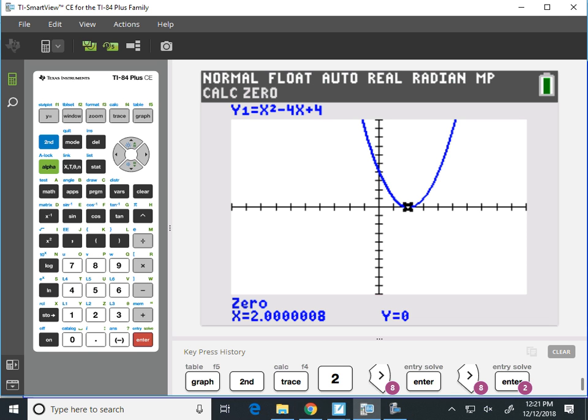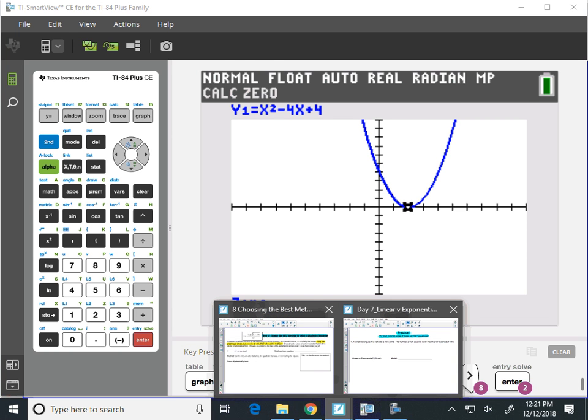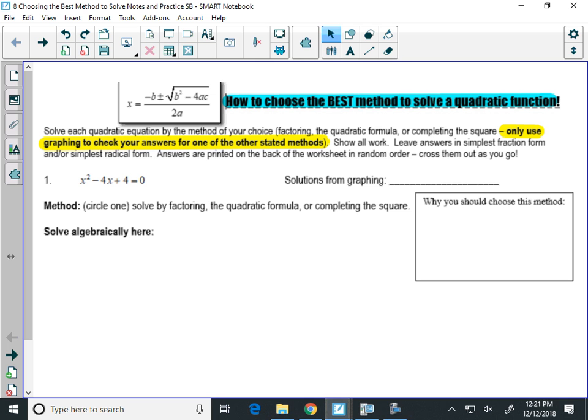Okay, so we have an x-intercept at 2. Do I have another one or just one this time? Just one. So here, from graphing, we see that our solution from graphing is x equals 2. Now, we've done this before, so we know that that's a rational number. Can you factor a quadratic that has a rational root? Yes. So that's the first method we're going to choose. We are going to choose to solve this one by factoring. Okay? Yes, complete the square will work. Yes, quadratic formula will work.